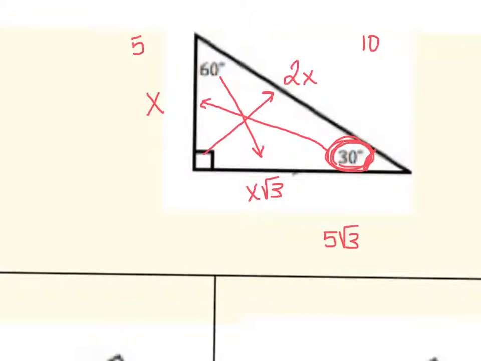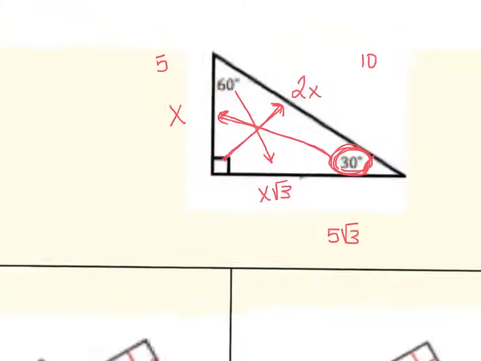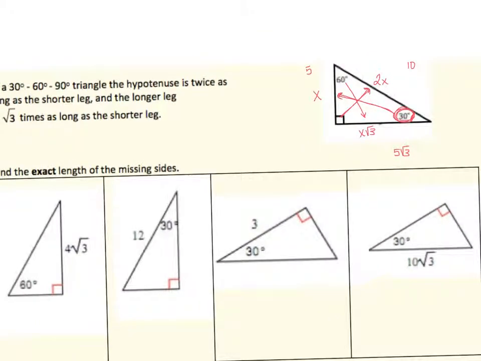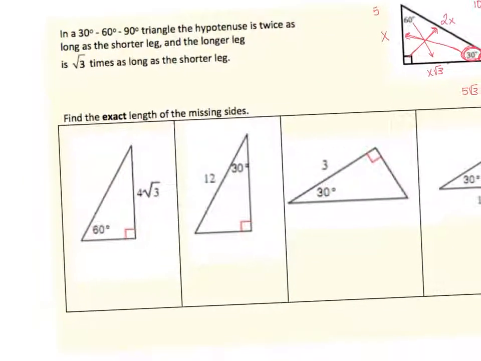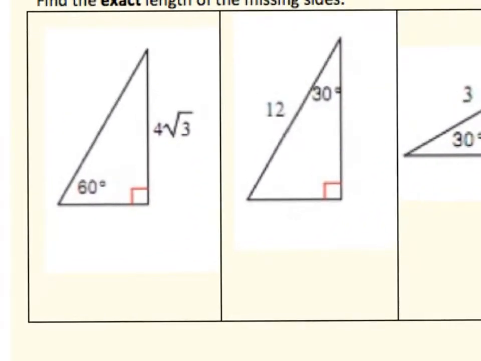So something that you just got to memorize is that across from the 30-degree angle is the smallest side, so that's X. The hypotenuse is the longest side at 2 times X, and then the last side is X root 3. Okay, and with all the practice, you'll start to memorize that. Okay? All right, so let's take a look at this. So same idea as the 45, 45, 90s.